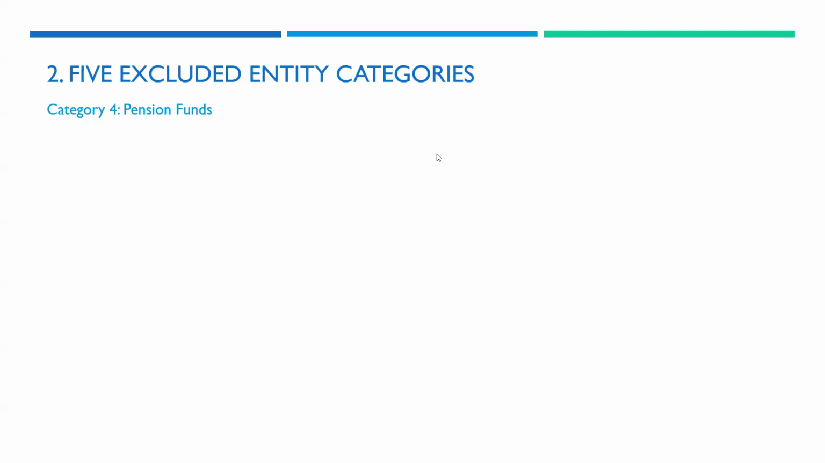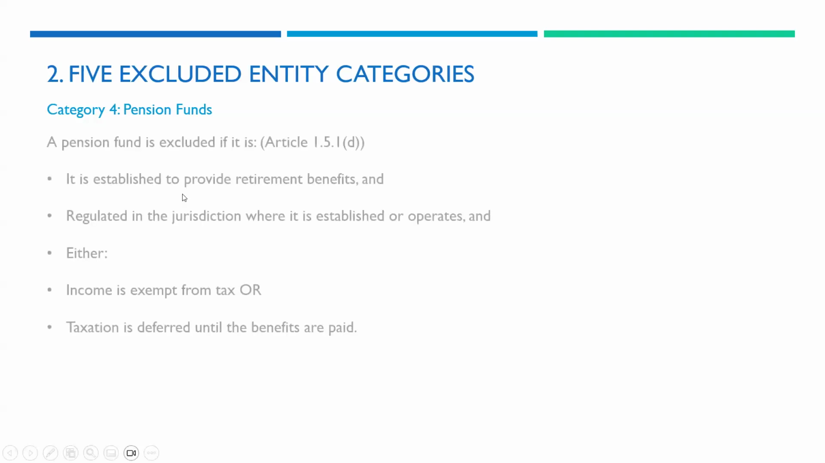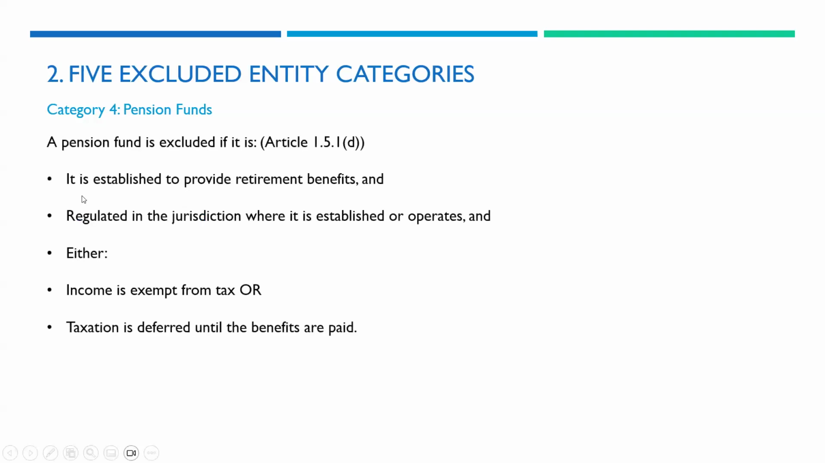Defined benefit plans and defined contribution plans. We knew what they were and the difference between both. Basically, if I am a company and I have a pension fund which I maintain for the purpose of my employees, and that is technically a constituent entity, it would be excluded, provided the conditions are satisfied. It is excluded if it is established to provide retirement benefits only and is regulated in the jurisdiction.